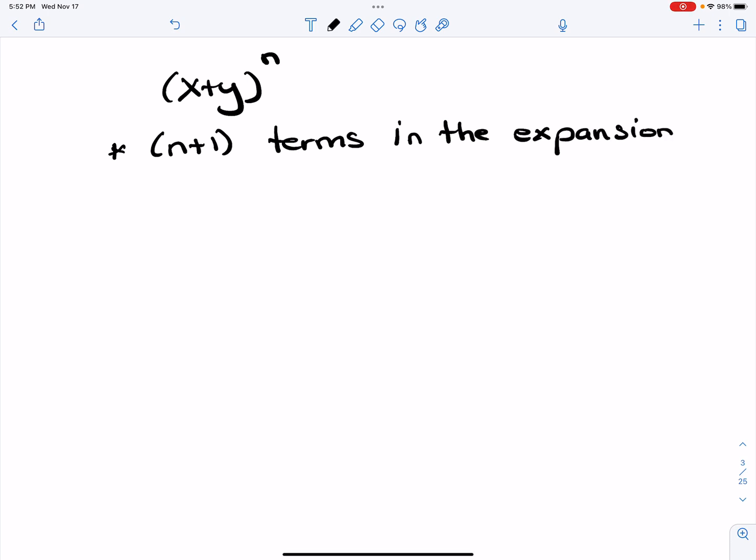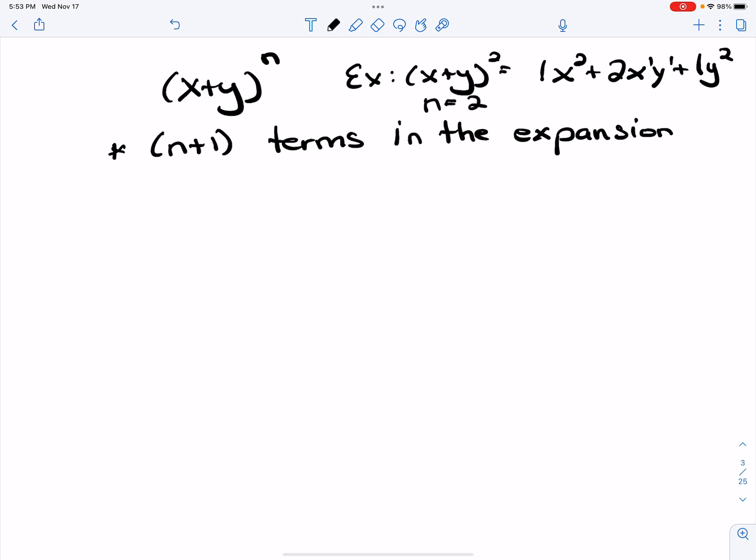Okay, let me do an example. So if you have (x + y)^2, you'd have 1x^2 + 2xy + 1y^2, like that. So the n is 2 in this case. Then there's 2 plus 1, or 3 terms in that expansion. That's going to be the case each time.